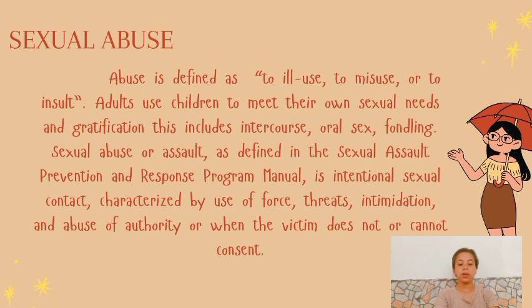Sexual abuse or assault, as defined in the Sexual Assault Prevention and Response Program Manual, is intentional sexual contact characterized by use of force, threats, intimidation, and abuse of authority, or when the victim does not or cannot consent. Sexual abuse or assault includes rape, forcible sodomy, and other unwanted indecent contact. Example is kissing against another person's will. That is aggravated, abusive, or wrongful, to include the unwanted and inappropriate sexual contact or attempts to commit these acts.